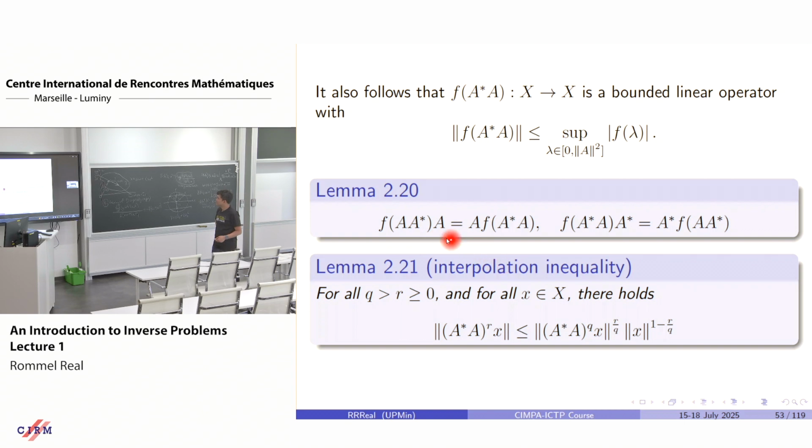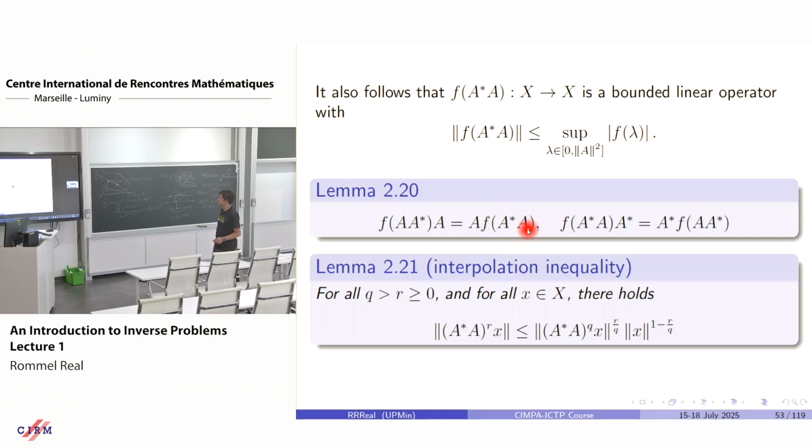Okay, so the point is that if f of A star A is a bounded linear operator, and you multiply it by A on the right, then that's equal to multiplying A on the left of f of A A star. Now note the sequence of the multiplication of A and A star. And the same thing here, just replace A by A star, you will get this one. So the idea is that when you move A from right to left, the order of taking the adjoint and the operator changes.